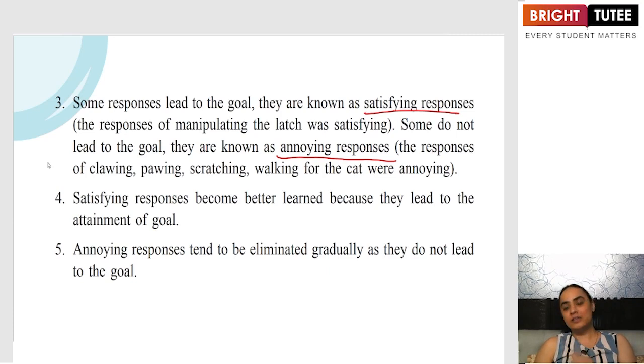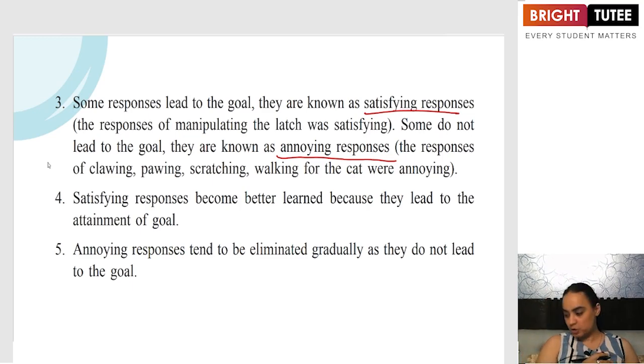And annoying responses, when we know something is not going to help us achieve what we want in life, we are going to eliminate them. We are going to forgo them. We are going to discard them from our life. So this is what Thorndike's theory talks about.